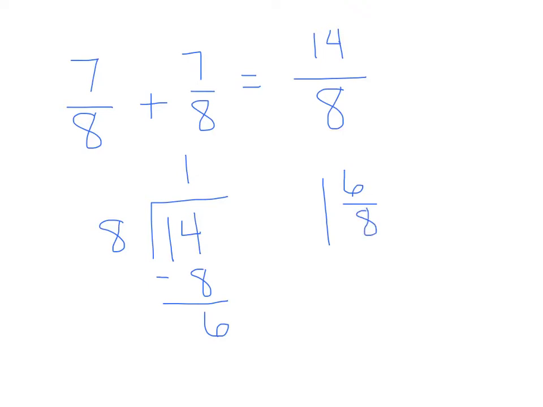Now I can look at that and see that that's not in lowest terms, because this is an even number and so is this. So I know that we can divide both of those by 2. So 1 and 6/8, divide the numerator and the denominator each by 2. It becomes 1 and 3/4.